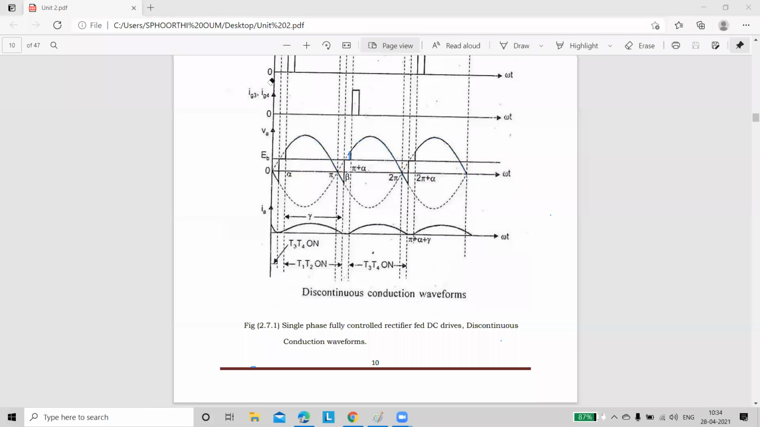Now I am considering the firing angle is more than 90, just like this. Is it okay? Is it more than 90 or not? Whenever you are drawing the output voltage, you will get the waveform like this. Is it right or not? Right. That means whenever the firing angle is increased, you are getting the output voltage as 0 in maximum cases, right? Whenever the firing angle is increased, listen carefully.